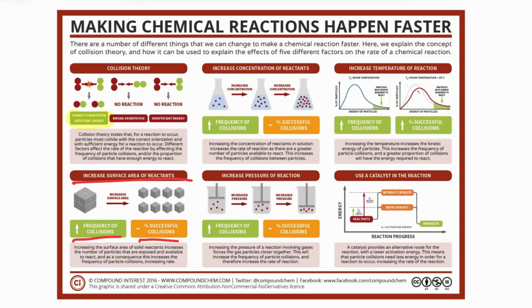Additionally, by increasing the concentration of our reactants, again, we're going to be increasing the frequency of our collisions, thus increasing the amount of successful collisions. The same is true for increasing the pressure or temperature of our reaction. Again, we're just increasing our collisions, which should theoretically increase the percent of successful collisions. And then the last thing we can do is introduce a catalyst into our reaction. This is going to lower the activation energy of our reaction, thus speeding it up. Catalysts will be covered in a future video, so don't worry about that right now.